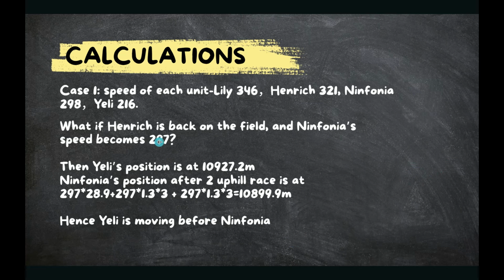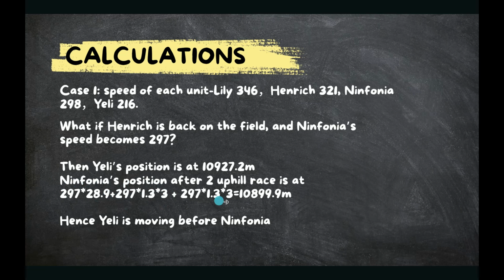Okay. So what if Heinrich is back on the field and Nymphonia's speed becomes 297, so it's one speed less than the original one. Okay, so what's gonna happen is Yeli's position is still gonna be at 10,927 meters, and Nymphonia's position after 2 uphill races will be at 10,899 meters. Okay, so this is the distance Nymphonia covered when battle begins, and this is the first uphill race, and this is the second uphill race.